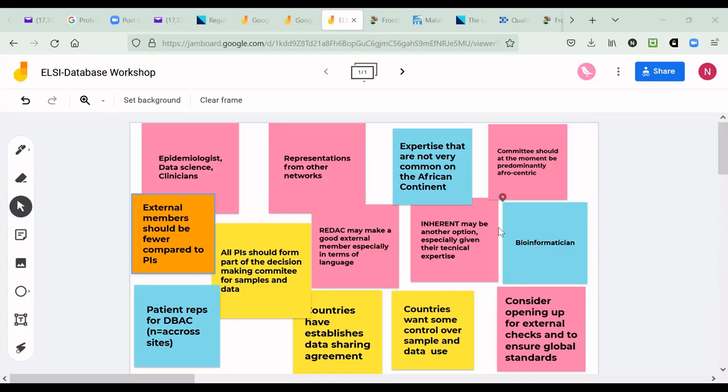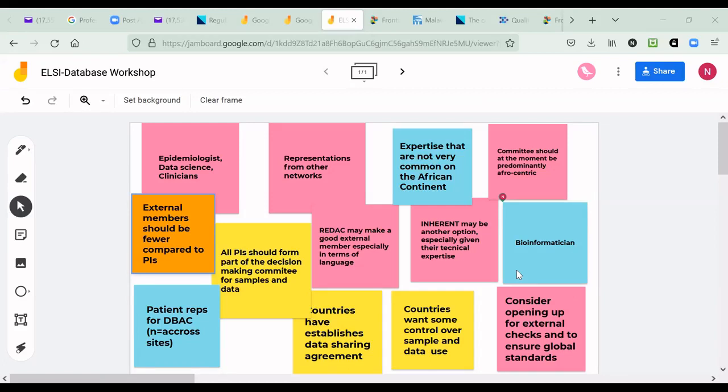And a key point was that the countries should continue to have some control over sample and data use from their respective countries, and that the DBAC should have diverse membership, especially epidemiologists, data scientists, and clinicians. When we open up to external members, we should be considering expertise that may not readily be available on the continent, for example bioinformaticians, because if we already have that representation within Sickle in Africa, it is better.